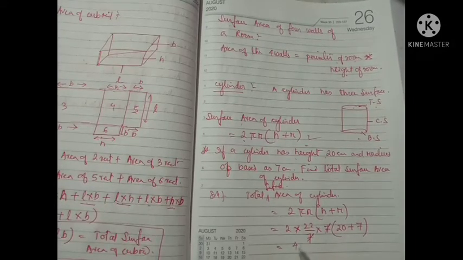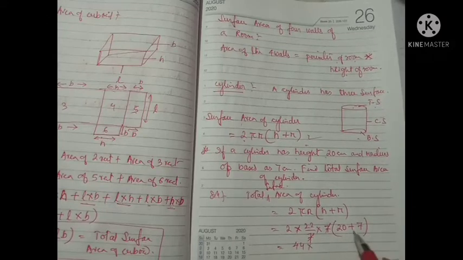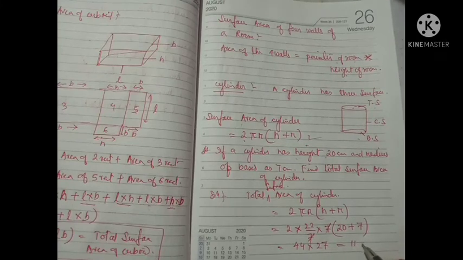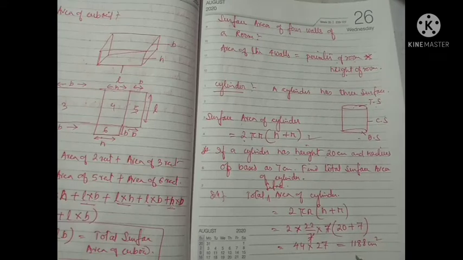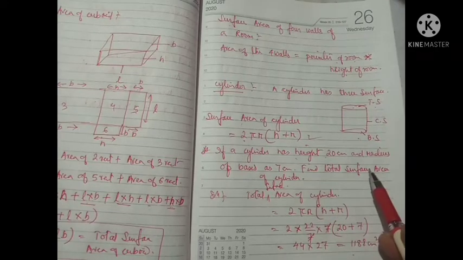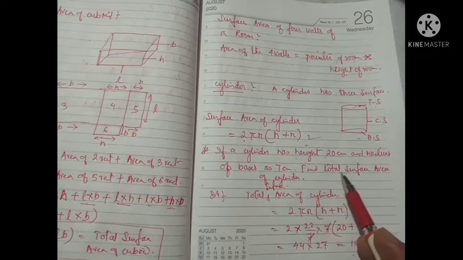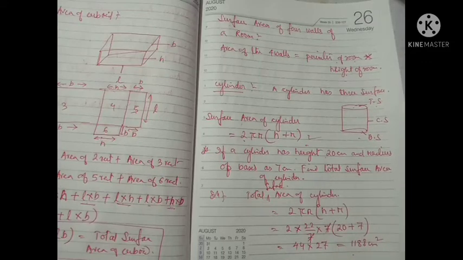We have 44 into 27. If you multiply this, you will get 1188 centimeter square. In this way, you can find the total surface area of a given cylinder.